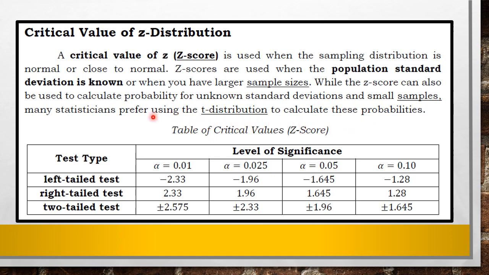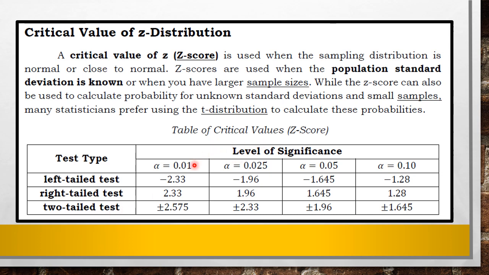So this is the table of critical values for z-score. We have the left-tailed or the type of test. We have the level of significance. Left-tailed test, when the alternative hypothesis is less than, then it is a left-tailed test. Right-tailed test, when the alternative hypothesis is greater than. And two-tailed test, if the alternative hypothesis used is not equal.